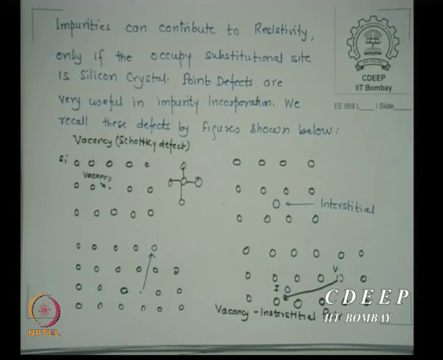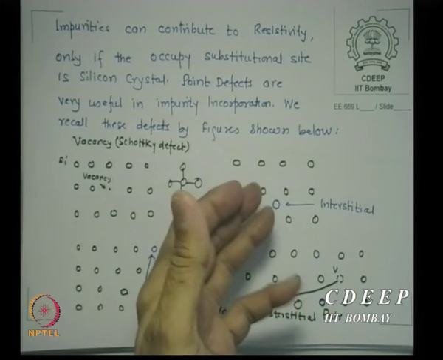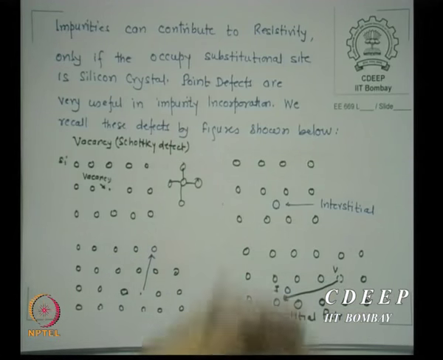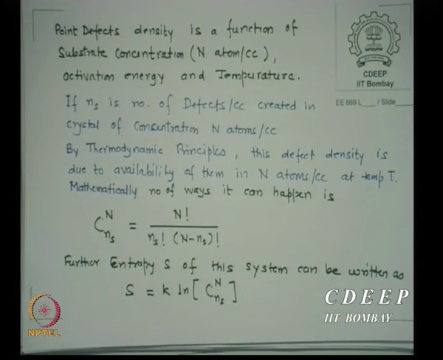So there are three major defects which we see in a crystal: vacancies, interstitials, and Frenkel. The diffusion can happen either at vacancy sites, or the vacancy-interstitial pair itself can move. We'll see this is also important. Is that okay? So this is how impurities diffuse inside a silicon crystal. Please remember the point defect density is a function of substrate concentration, the number of silicon atoms per cc. There is an activation energy, because if they have to move, they need some energy. At a given temperature only that much additional energy is available. It's a thermodynamic process, so thermal energy will enhance the kinetic energy.